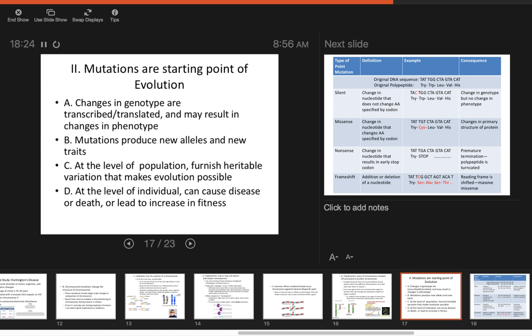At the individual level, if the mutation is bad and it causes a disease or death, obviously that's going to lead to a decrease in fitness. Okay? But it could, like I said, be beneficial and lead to an increase where it will be passed on to the next generation. And so you get evolution occurring.